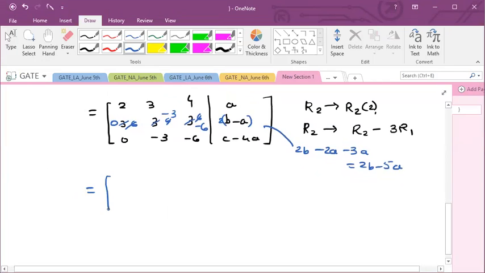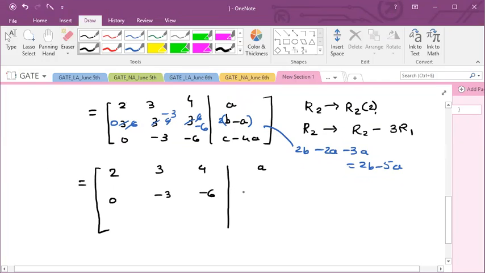So is equal to, so whenever in exam you write this, just write with leaving space, so that in those spaces we can simplify. So this is 0, minus 3, minus 6, 2 times b minus a, 0, minus 3, minus 6, c minus 4. So here you can see that now R2 and R3 are almost same, isn't it?